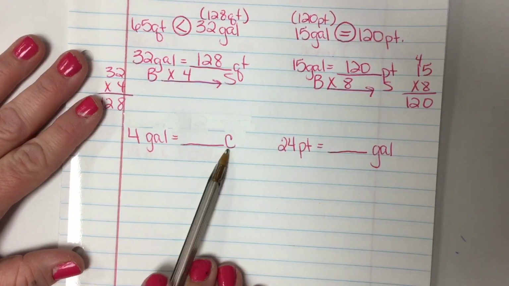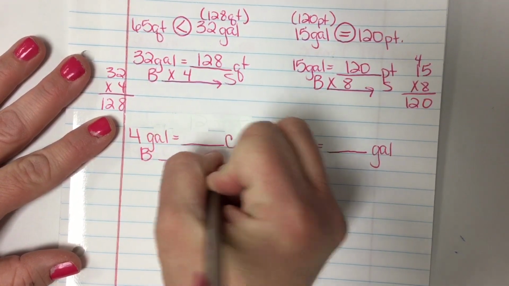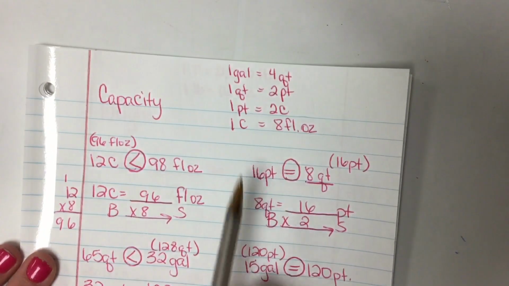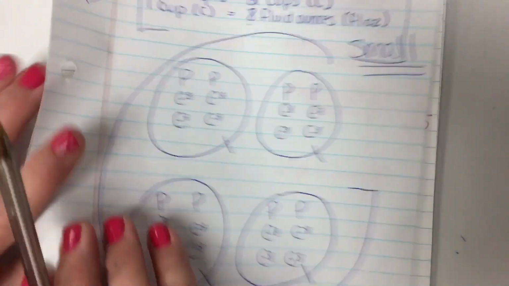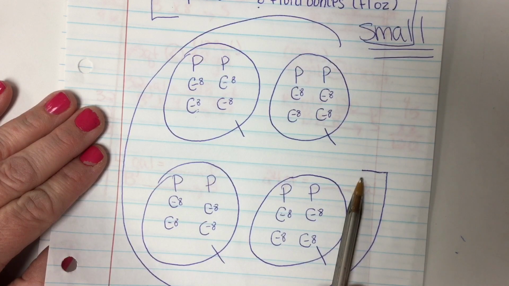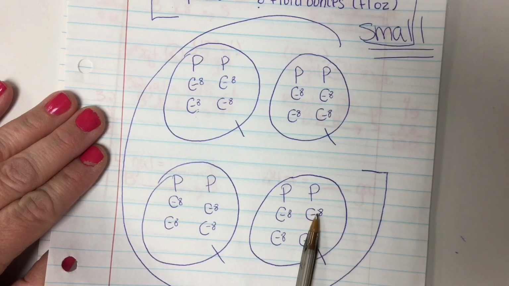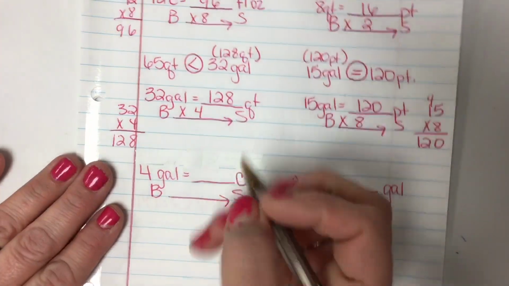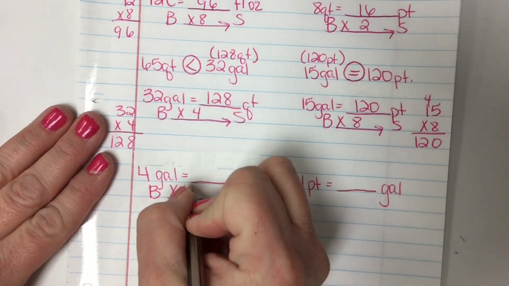All right, 4 gallons equals how many cups? Well, we know gallons is going to be the biggest measurement, and cups is the small, right? But look at our chart again. We don't have a gallons to cups. So again, we have to refer back to our G. Inside this big G, we have to see how many cups we have. 2, 4, 6, 8, 10, 12, 14, 16. There are 16 cups inside this one big gallon. So the conversion is 1 gallon equals 16 cups. So we're going to multiply by 16.